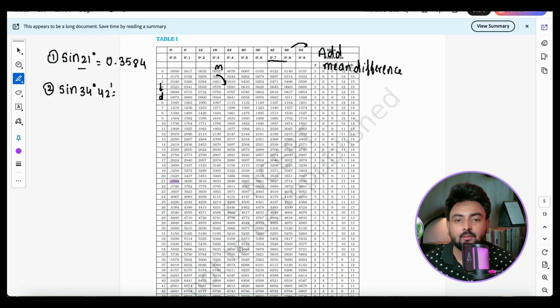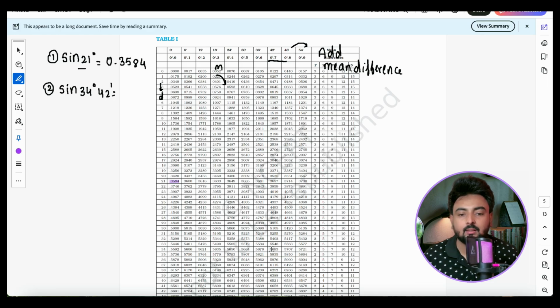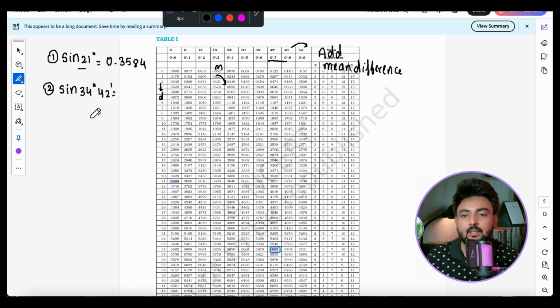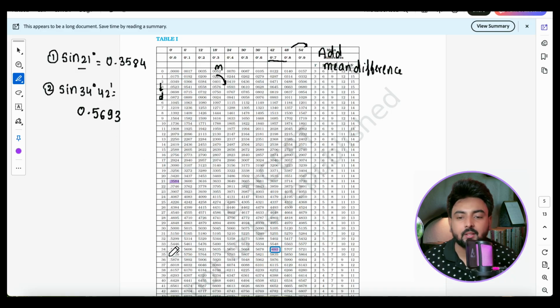The value will be, yes, you can see this one. So I'm getting the value here. I'll write what value I got. It is 0.5693. This is the value which I have got. What I have done is I went to 34 degrees and checked in 42 minutes. You can see this is the 42 minutes column, vertically like this, and here we have 34 degrees. So it is very easy to see, there is nothing complicated in this.